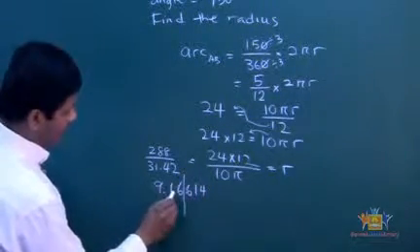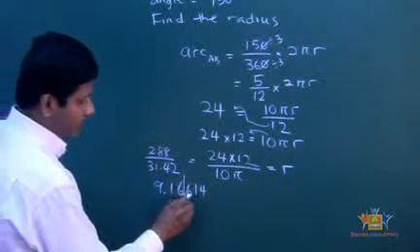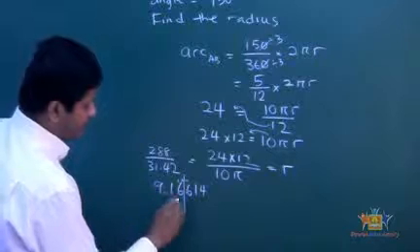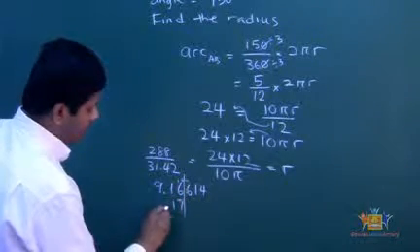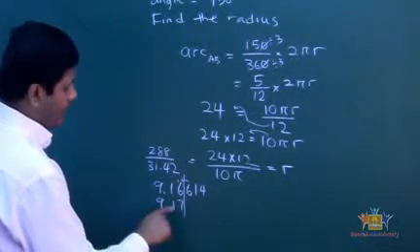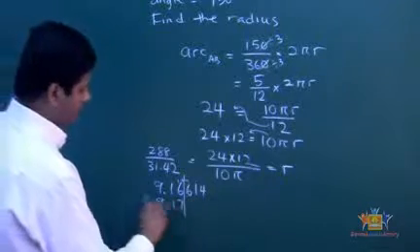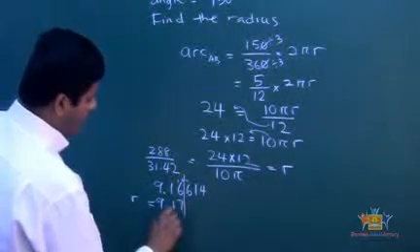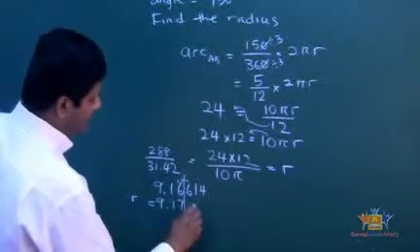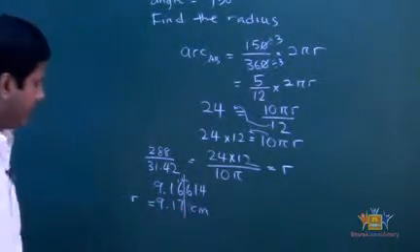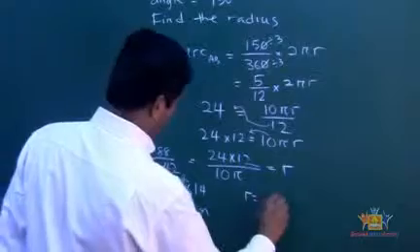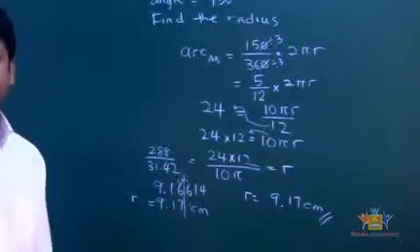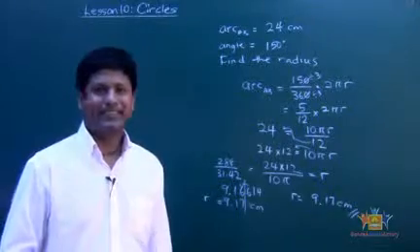See the decimal right there? 1, 2, 2 digits. The 6 is greater than 5. That means I'm going to add 1 to the 6, becomes 7. So 9.17 equals r. So the radius is 9.17 centimeters. Okay, so r equals 9.17 centimeters right there. Pretty easy, isn't it? Very straightforward.